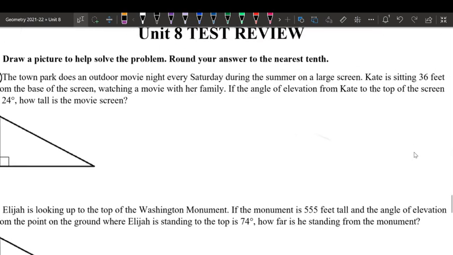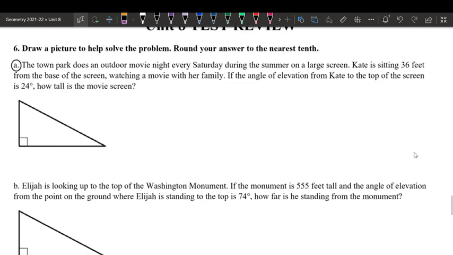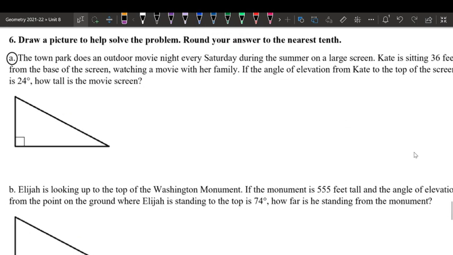Number 6, we have a word problem. You will have a few word problems on your test. You're always going to draw a picture in geometry to help you solve a problem if there is not a picture already given. You know it's going to be a right triangle because this whole unit is right triangles.